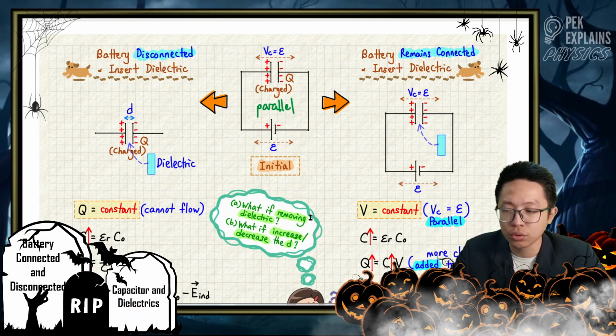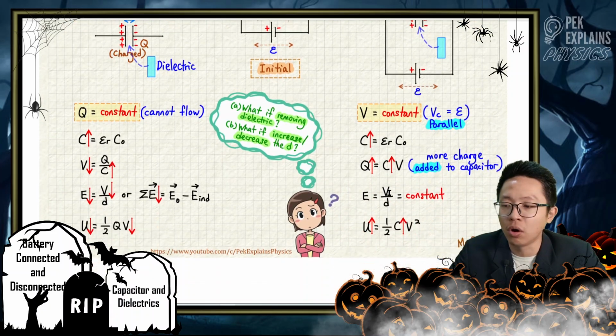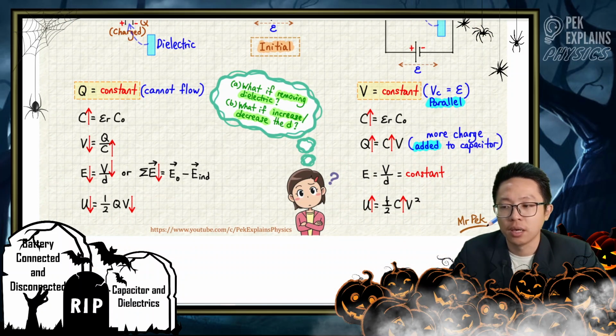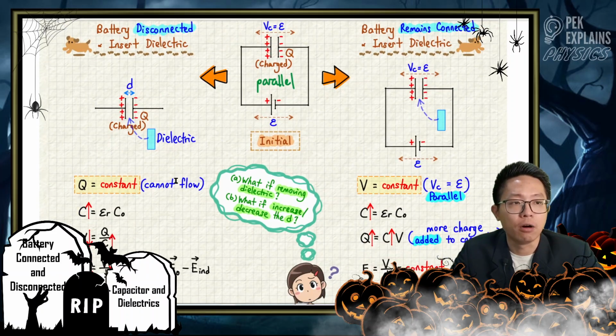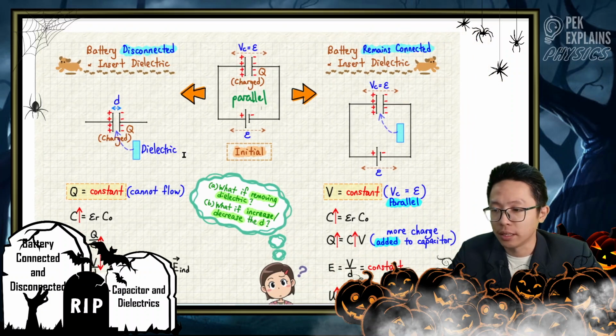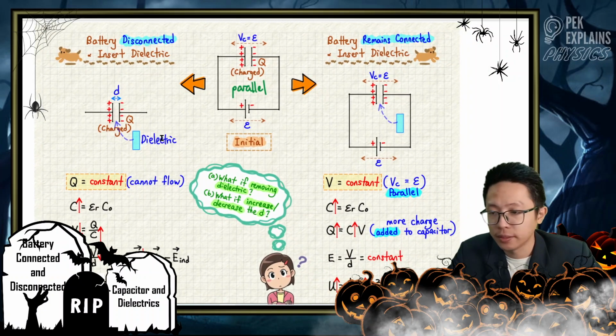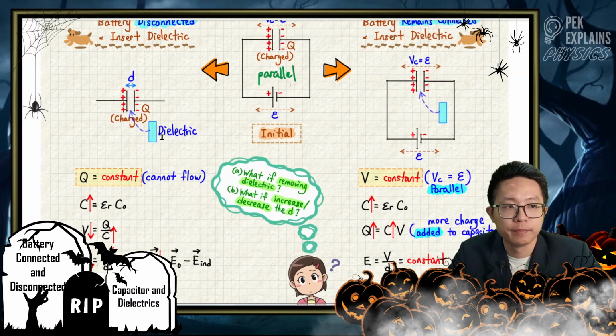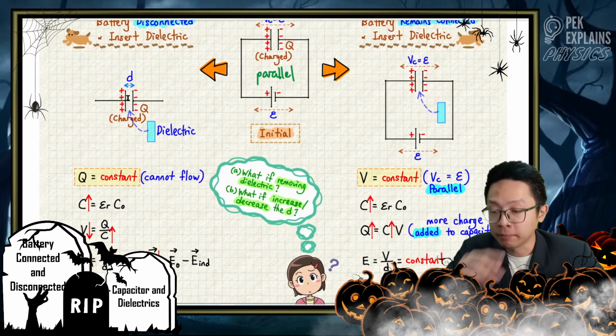We always start off with these two clues, and once we know these two things, we can work out all the other changes to the other quantities, like capacitance, voltage, electric field, and potential energy. Understand? Now let us discuss the first one, battery disconnected.